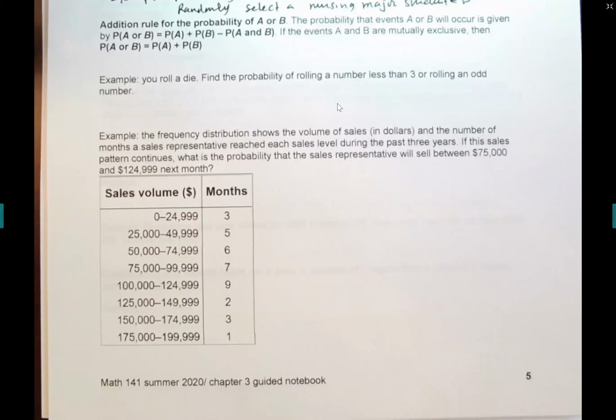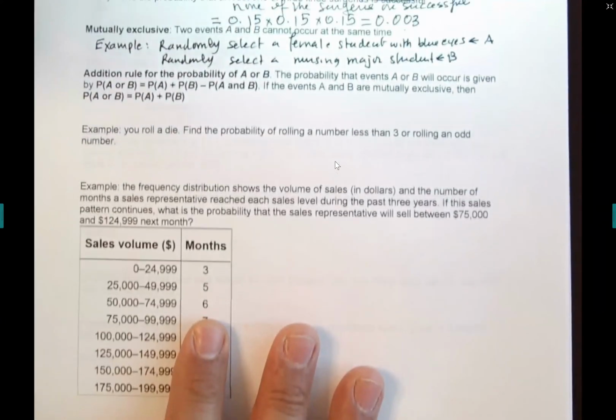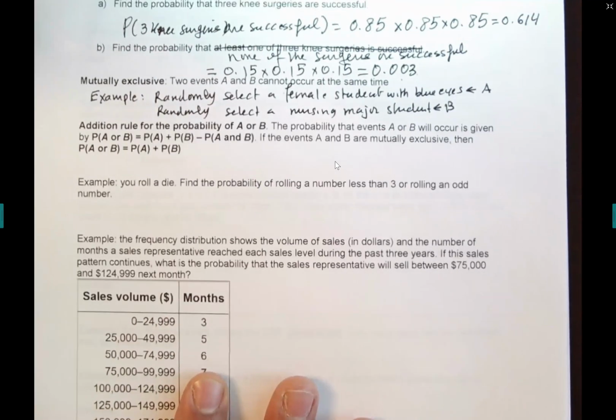Oh, you guys said you cannot see what I'm writing, so let me just move it down. Yeah.